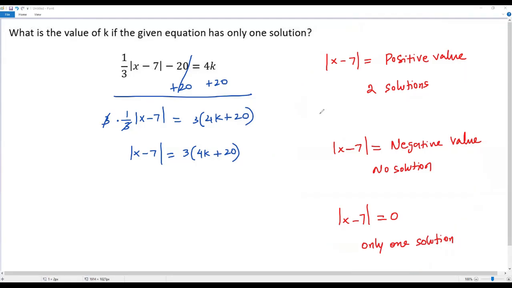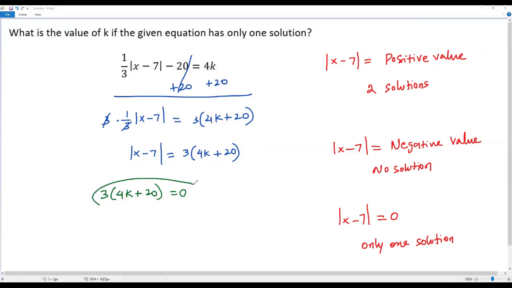Now the question says that the equation has only one solution. If the equation has only one solution, then the absolute value of x minus 7 must be equal to 0. That means in the place of 3 times (4k plus 20), we must have 0, so that the equation will have only one solution. So we can write the equation: 3 times (4k plus 20) equals 0. When this value equals 0, then the equation will have only one solution. So it meets the condition given in the question.